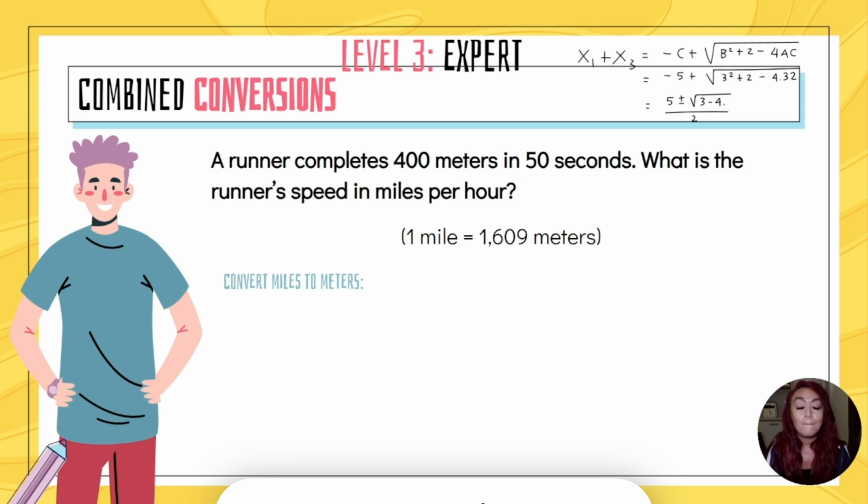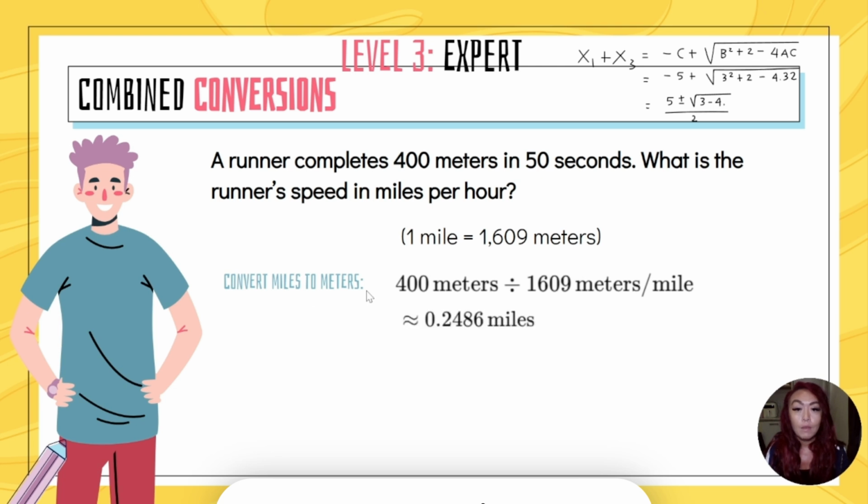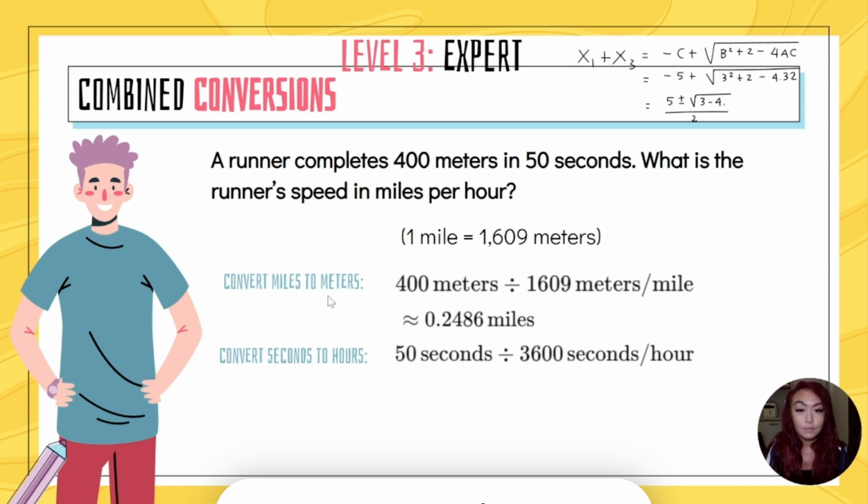First, let's convert meters to miles. To do that, we'll take 400 meters and divide it by 1,609 meters per mile. From that, we get approximately 0.2486 miles. Next, we'll convert seconds to hours. To do that, we'll take 50 seconds and divide it by 3,600 seconds per hour. From that, we get approximately 0.01389 hours.